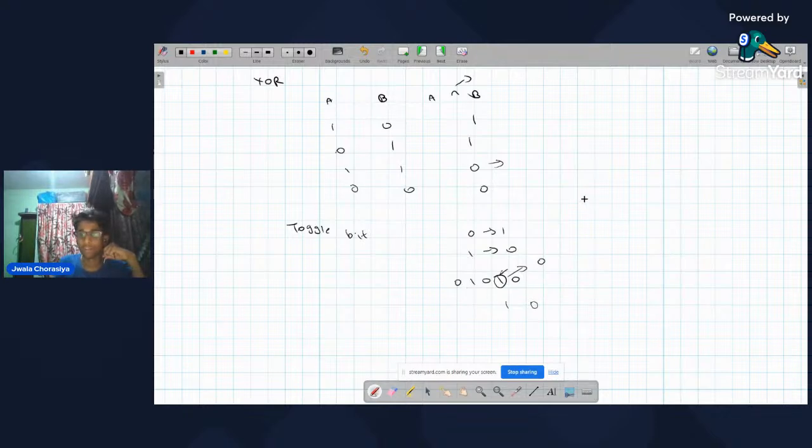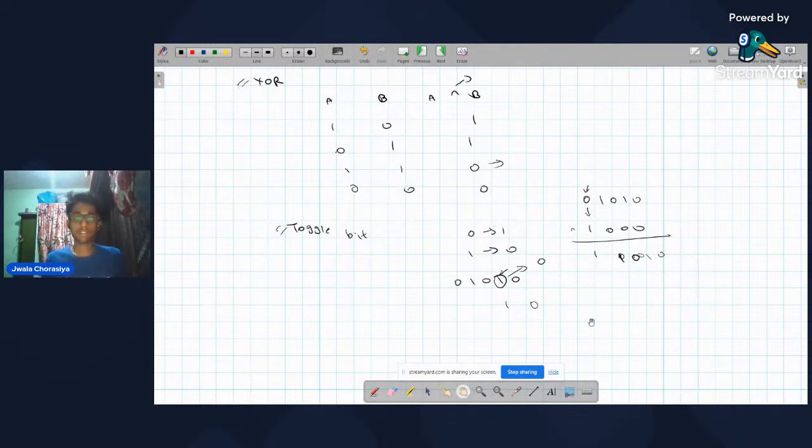Okay, so let's say I've got this number 0 1 0 1 0. This is an unset bit, I have to make it a set bit, so I will XOR it with 1. So 1 XOR 0 will give me 1. So it will be 1 0 1 0. This is something we use XOR for: toggling bits.